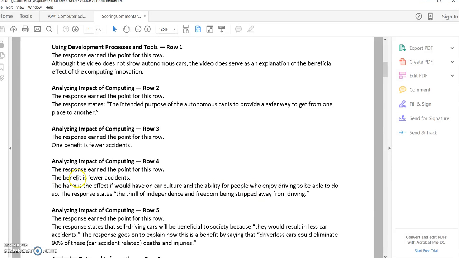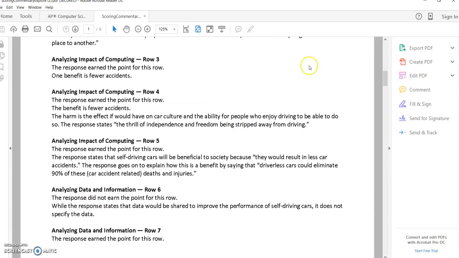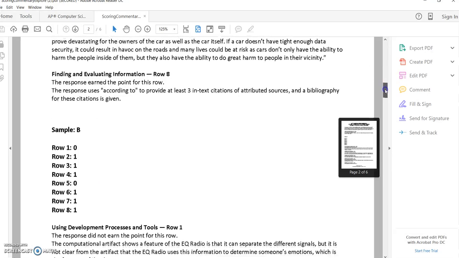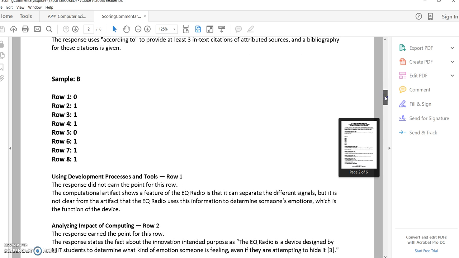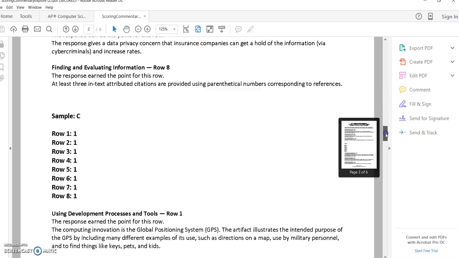So please make sure you're using the words benefit, harmful, purpose, function, data. Those are the key words that they want to see in the responses, so please pay special attention to those and go through these responses that you see here from the scoring guidelines. Look at the ones that scored points, see what the scorer said about those. Look at the ones that didn't score points.